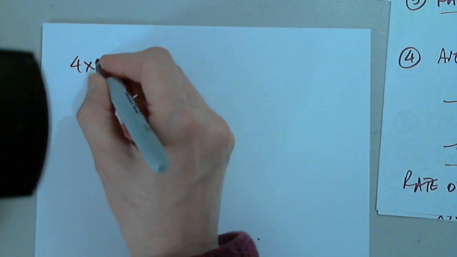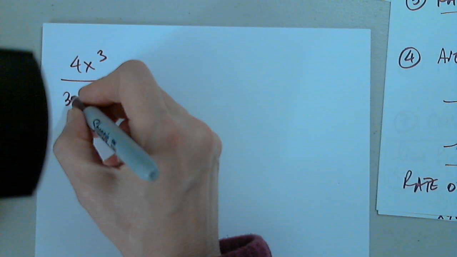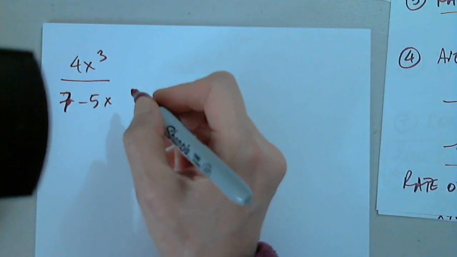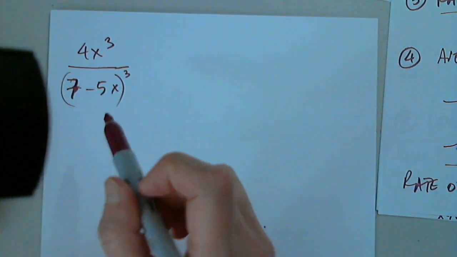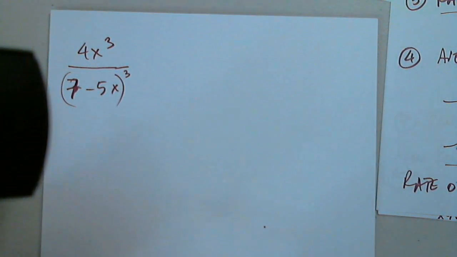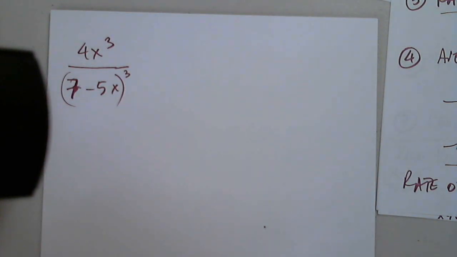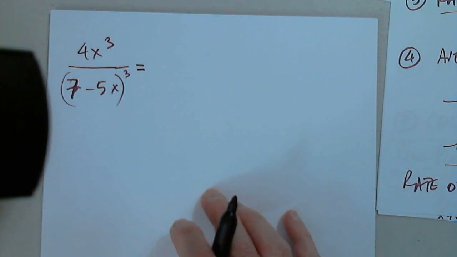Yes, I'm ready. It is 4x cubed over (7 minus 5x) to the third power. Okay, so we have the function 4x cubed over 7 minus 5x to the third power. Is this the function that we want to differentiate? Yes. Okay, so now here you have several options.